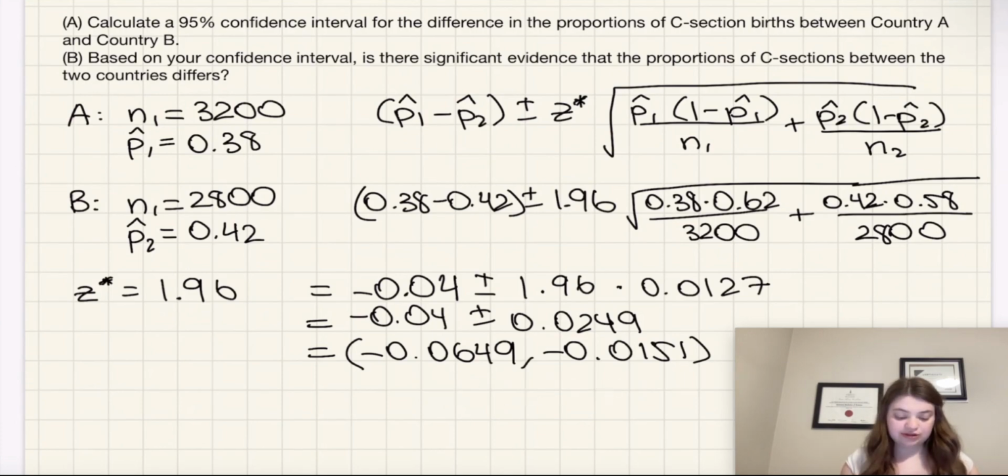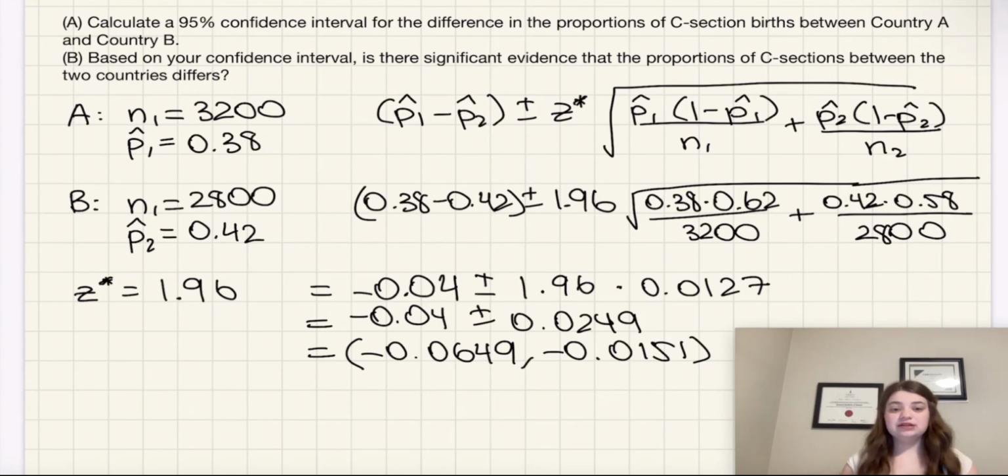Okay, so then the next question asks us that based on this confidence interval, is there significant evidence that the proportions of C-sections between the two countries differ? Because at the end of the day, there's always going to be some sort of natural variation. So even if it was the same, likely we would end up with some variation naturally. So the question is, is this a case of just some natural variation? Is that why we got different numbers? Or do perhaps one country's practices or lifestyle or other factors actually influence the number of C-sections that that country is having over another country?